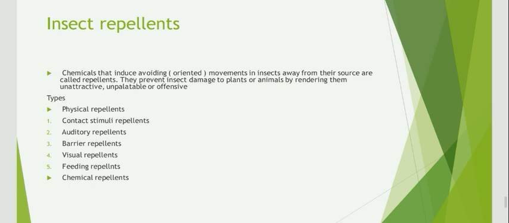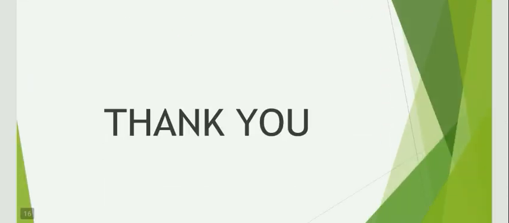Insect repellents. Chemicals that induce avoiding oriented movements in insects away from their source are called repellents. They prevent insect damage to plants or animals by rendering them unattractive, unpalatable, or offensive. Types: physical repellents, controlled stimuli repellents, auditory repellents, barrier repellents, visual repellents, feeding repellents, chemical repellents.